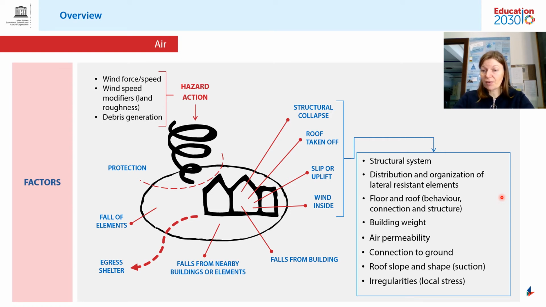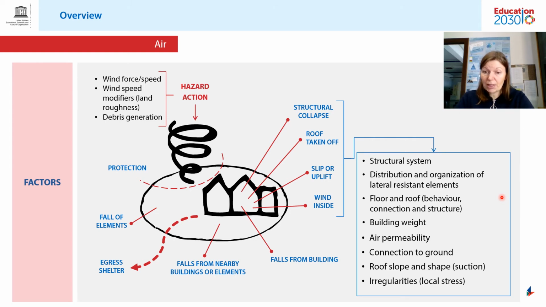So if the roof has some characteristics, it will be more prone to, for example, the scenario concerning the roof uplift. The building weight is important, for example, in the scenario in which we saw that the building could be uplifted and moved from its position.